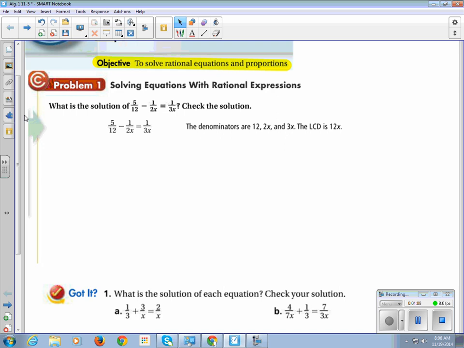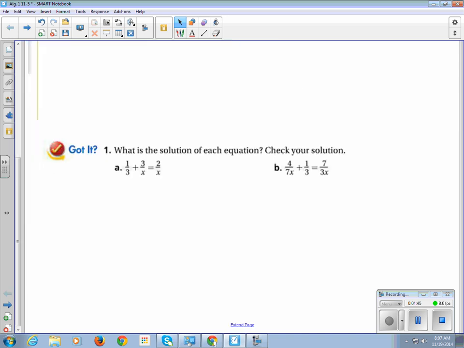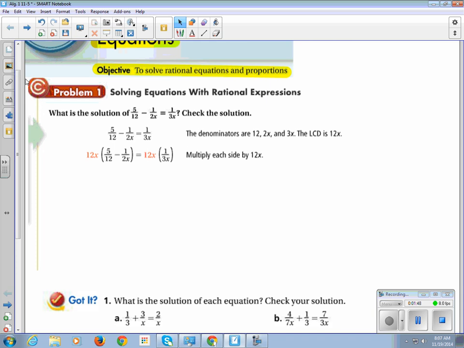When you look at 5 over 12 minus 1 over 2x equals 1 over 3x, the denominators are 12, 2x, and 3x. The least common denominator between those three items is 12x, because 2 goes into 12, 3 goes into 12, and 12 goes into 12, and then you have to have an x. So instead of finding common denominators, we're just going to multiply everything by 12x.